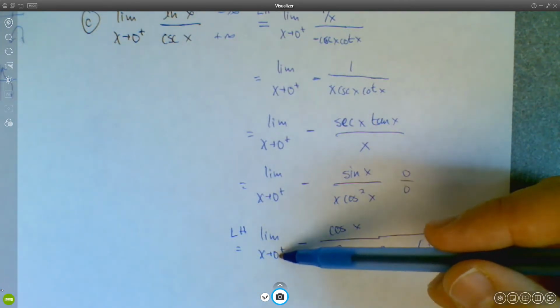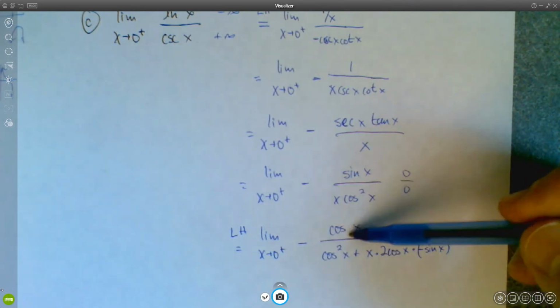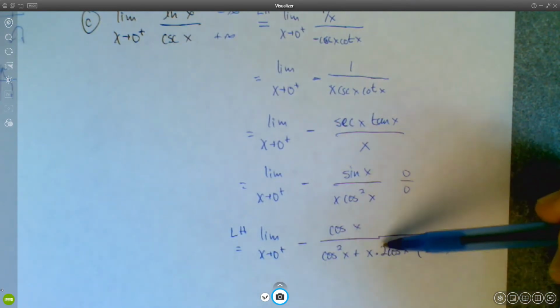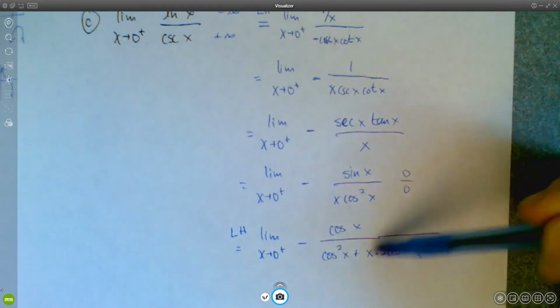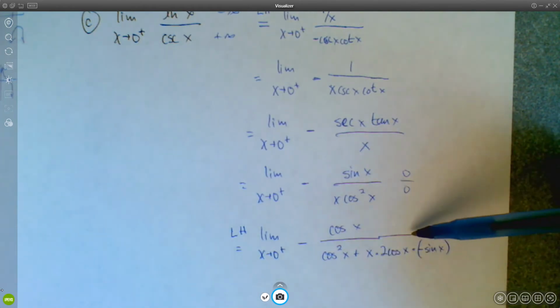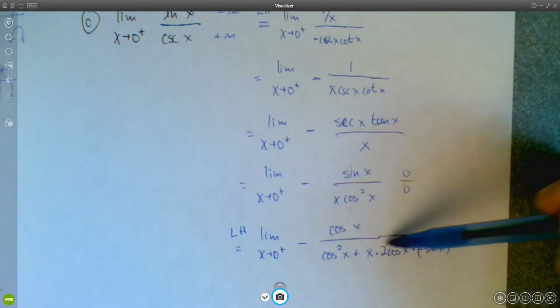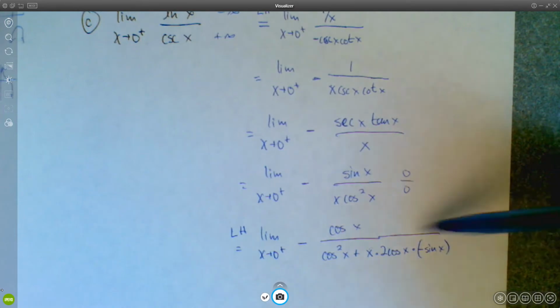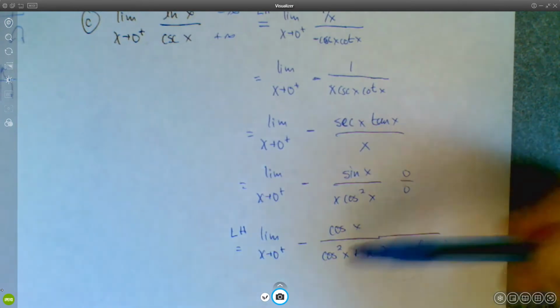When I plug in 0 here, I'm going to get 1 over 1 plus 0. Right? Because 0 times anything is 0. So, right, this would be 0 times 2 times 1 times 0. Right? So it's just 0. So I think this is just negative 1.